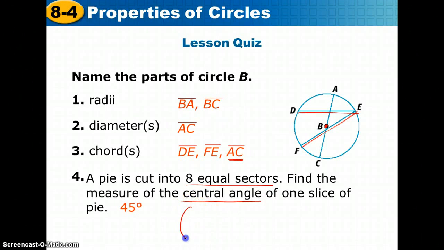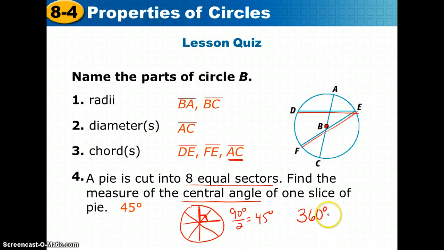45 degrees. If we think about our circle and we cut it into 8 pieces, here's a right angle. So 2 of them make a right angle. So 90 divided by 2 would give me 45 degrees. Another way to think of it is, I know my circle has 360 degrees. If I divide that into 8 sections, I get 45 degrees. That was section 8-4, parts of a circle.